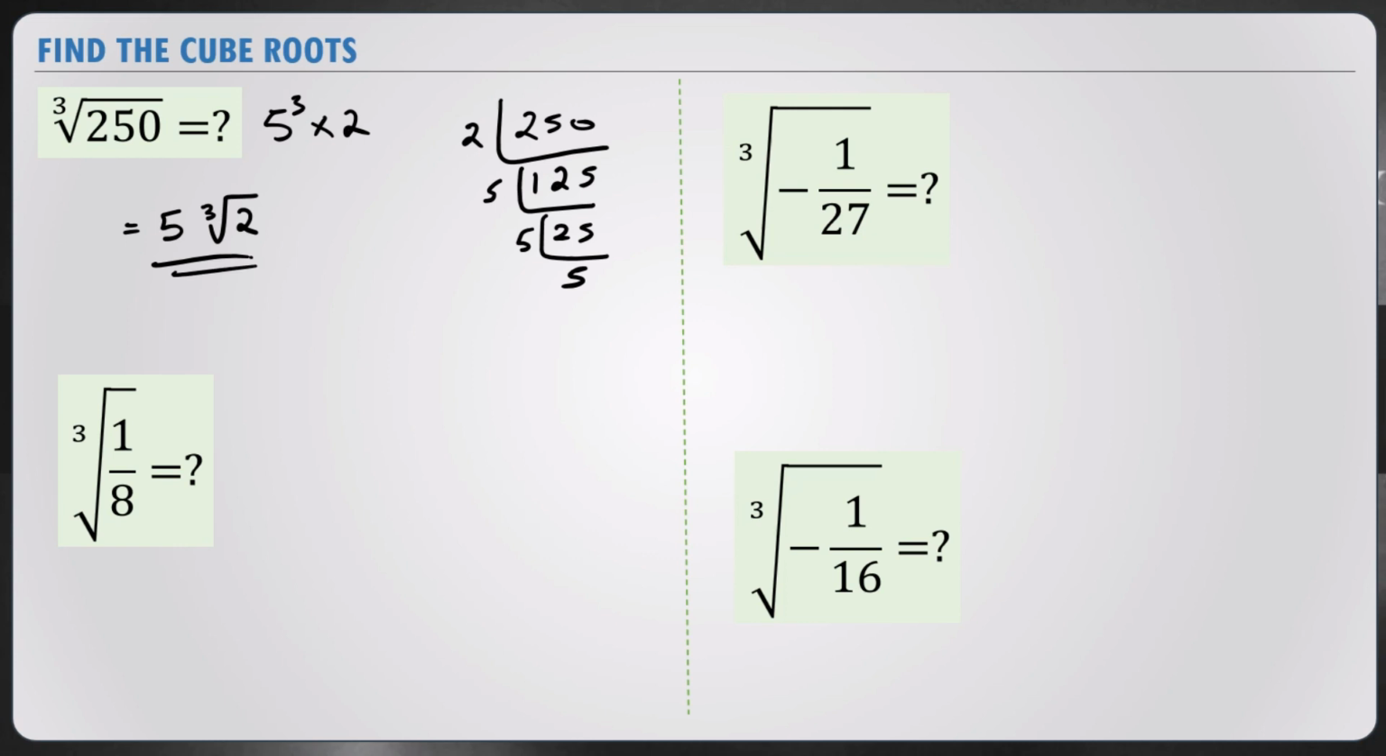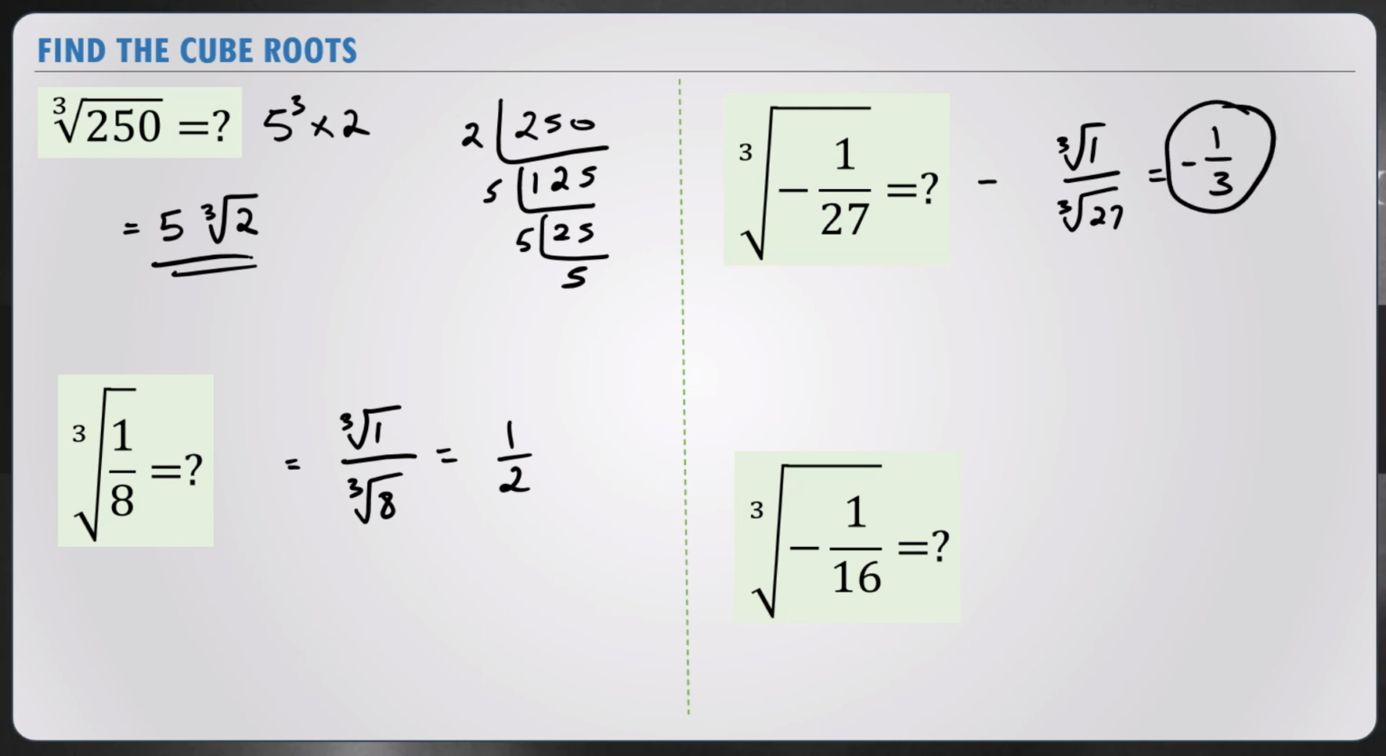When we work with fractions like 1 over 8, this can be split into 2 because 1 into 1 into 1 is equal to 1. So this is equal to the cube root of 1 over the cube root of 8, which is equal to 1 over 2. Here, when we have a negative number, we can keep the negative number outside and find the cube root of 1 over the cube root of 27, and we get 1 over 3, negative 1 over 3 as your solution.